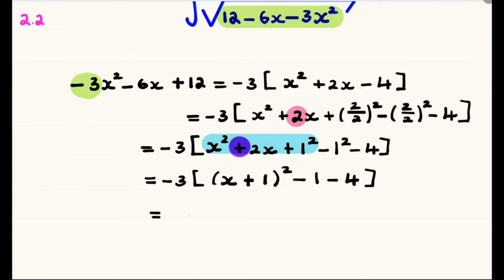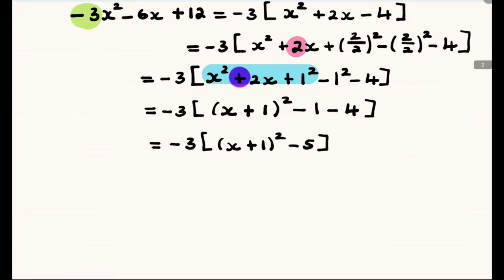And this will be equal to negative 3 into the (x plus 1) squared minus 1 minus 4, which is equal to minus 5. Now let's distribute the negative 3. So we distribute that negative 3, and this will be equal to negative 3 multiplied by (x plus 1) squared. Negative 3 multiplied by negative 5 will be positive 15.